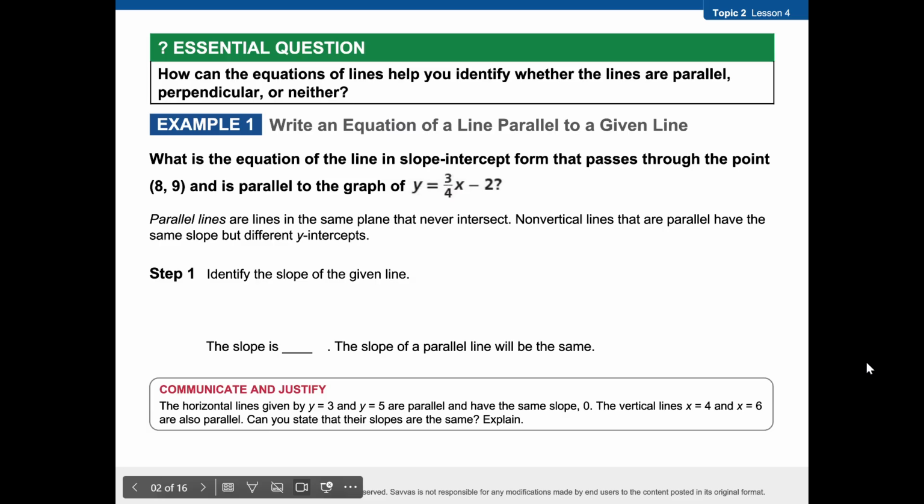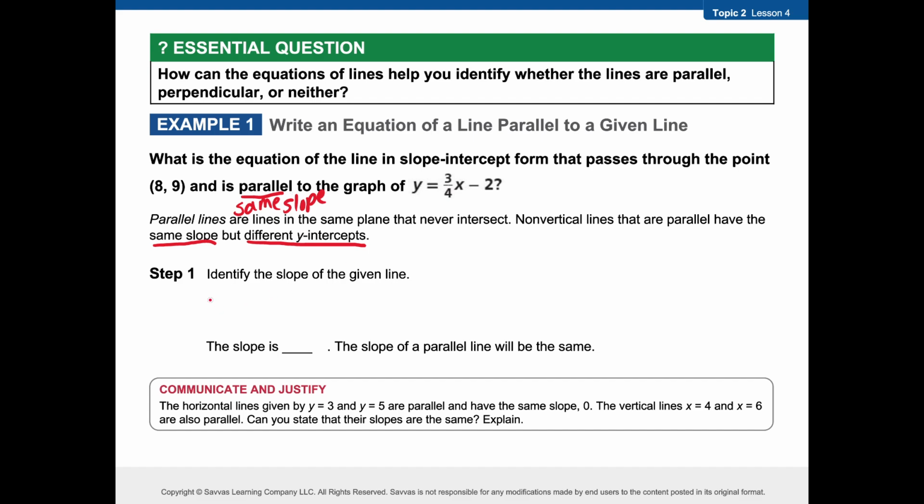So, writing an equation of a line parallel to a given line: what would be an equation of a line written in slope-intercept form that passes through the point (8, 9) and is parallel to the graph of y equals 3/4x minus 2? Parallel lines have the exact same slope. Parallel lines are lines in the same plane that never intersect. Non-vertical lines that are parallel have the exact same slope but different y-intercepts. So they start differently on the y-axis, but they have the same slope.